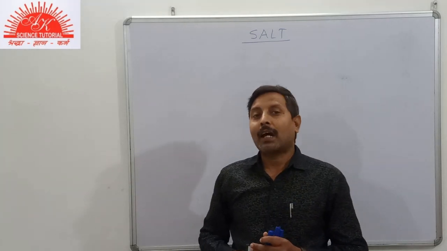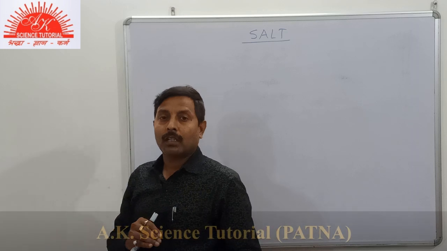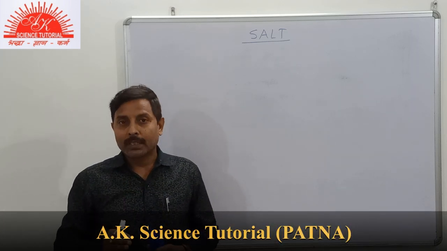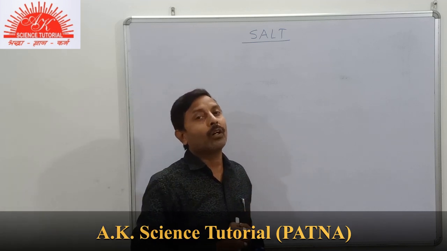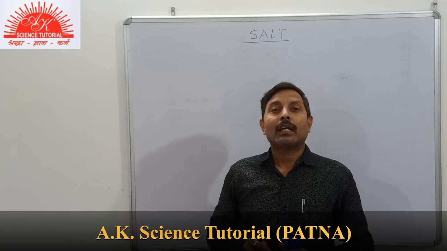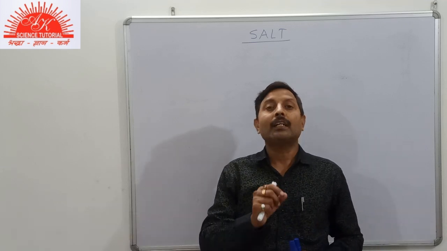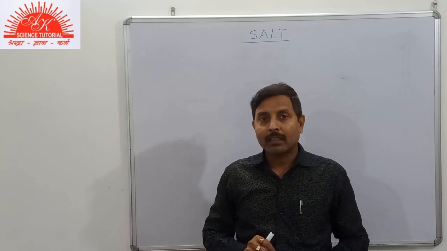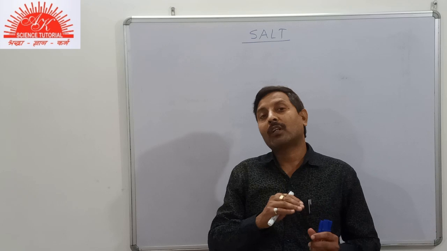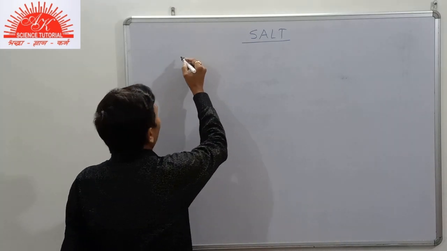In the previous video, you have studied about the salt, the compound produced by the chloralkali process, that is electrolysis of sodium chloride. Next, we have to study the other compounds obtained from sodium chloride, like sodium bicarbonate, that is baking soda, and sodium carbonate, which is washing soda. Now, what is baking soda?